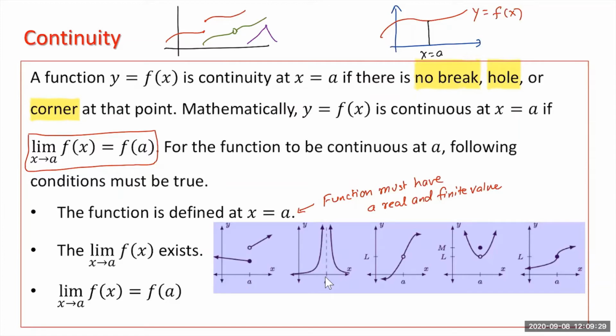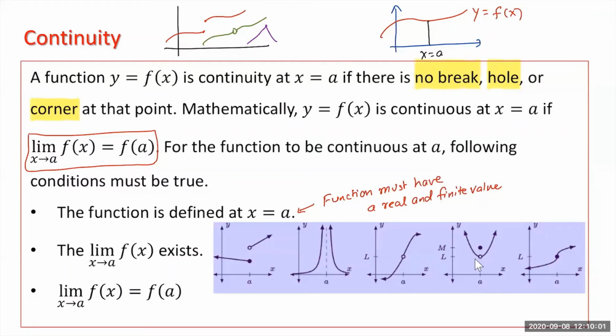In this one, the value of the function is not defined because if you look at a, the function is going to infinity. It does not have a finite value. Instead, it has infinite value. The first condition is not true. That is also not continuous at a. The third one is not continuous at a because there is a hole. Meaning of that is, if you want to find f of a, what is f of a? It is not there. f of a is not defined. It's not a continuous function.